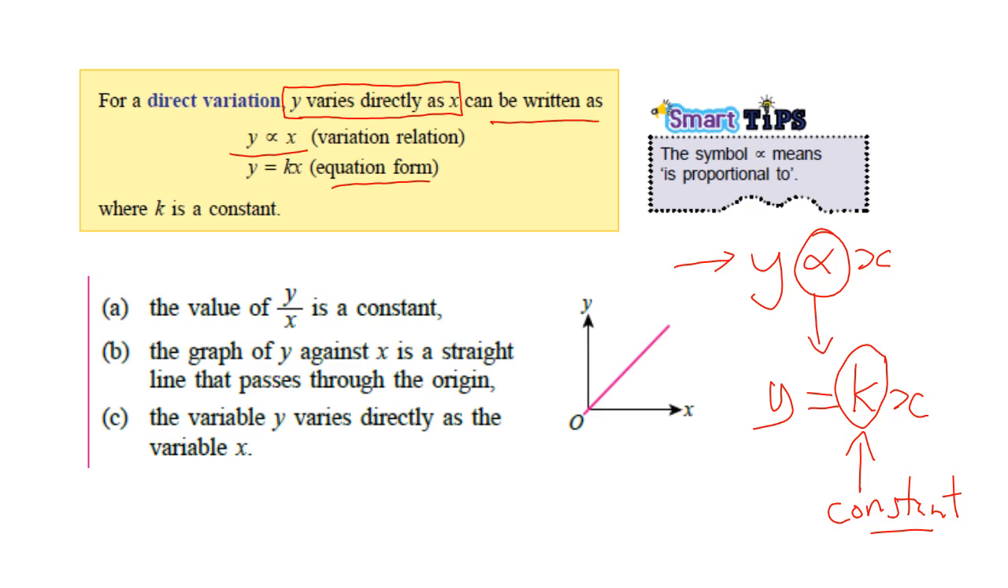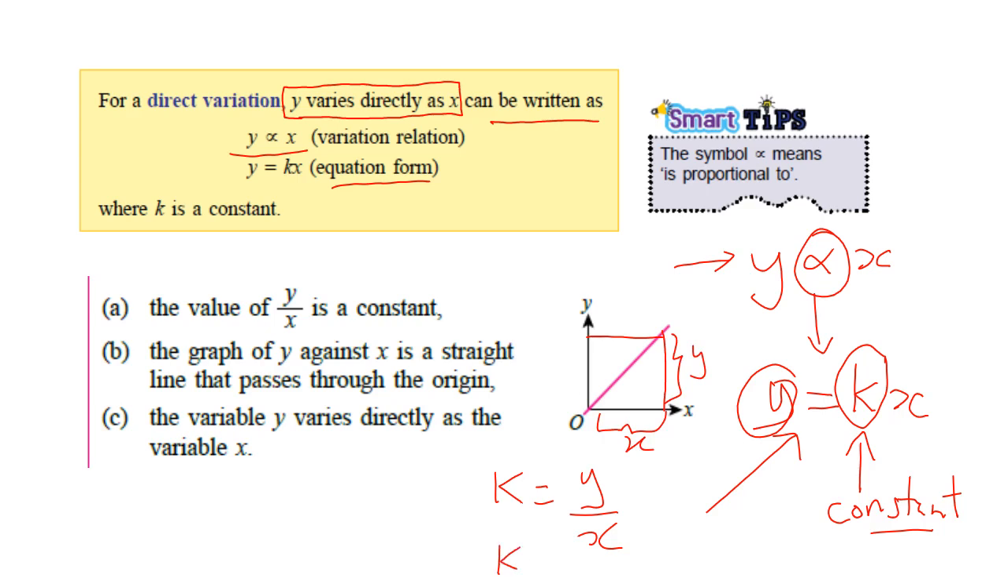How do you find k? K is actually the gradient. From this equation, you can see also k equals y over x. So if this is y, this is x, k is actually the gradient. But we are not going to learn gradient today. I just want to show it to you.